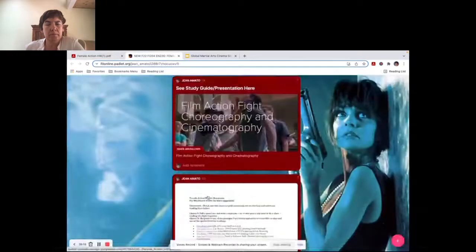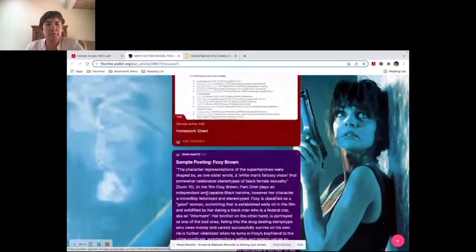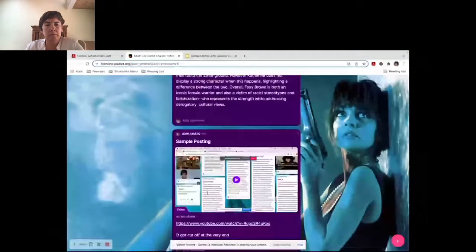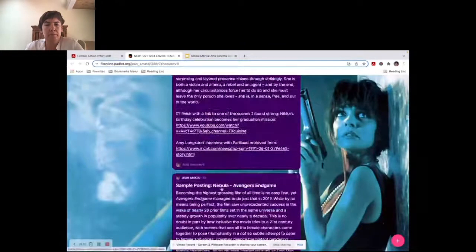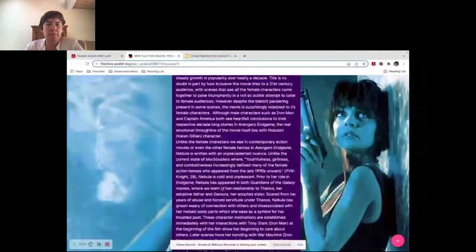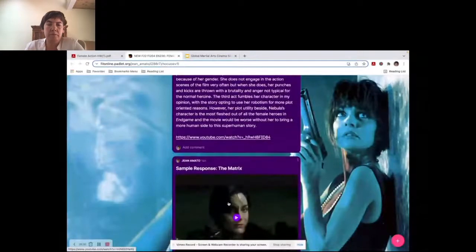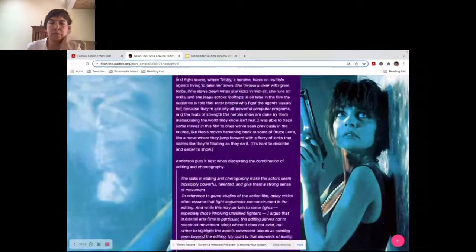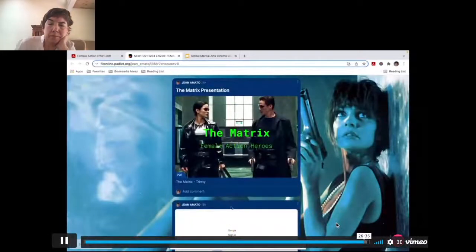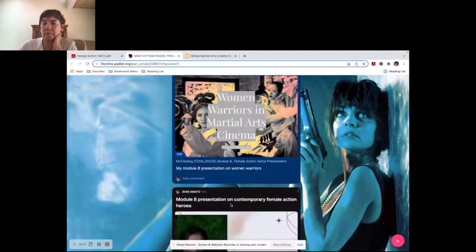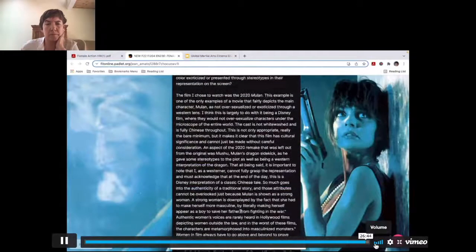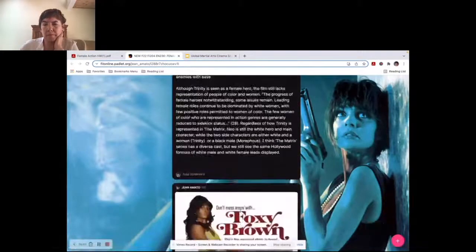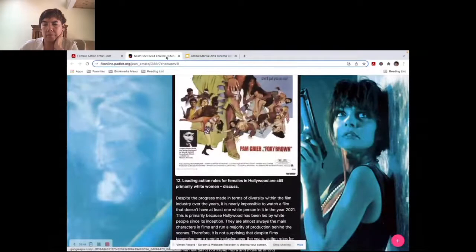Some got into choreography, cinematography. Some looked at characters such as Foxy Brown, La Femme Nikita, and violence and revenge. A lot of students like to talk about Marvel heroines. That's a real new trend that's popular. And you can see the range here. And also, do they really subvert gender roles, or are they still being reproduced? And at what level are things going here?